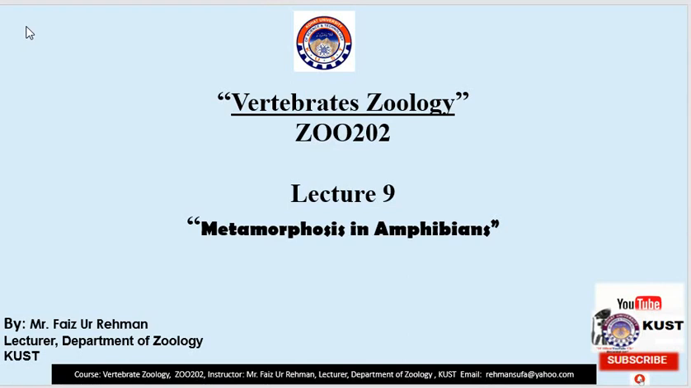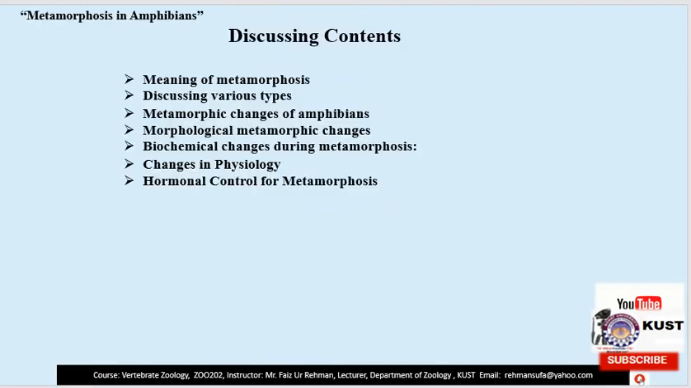Dear student, this is the first online recorded lecture of the subject of zoology, and today we discuss metamorphosis in amphibians. Our discussion contents include the meaning of metamorphosis, its various types, what sort of metamorphic changes occur in amphibians during metamorphosis, the morphological changes, the biochemical changes, what sort of changes occur in physiology, and hormonal control for metamorphosis.